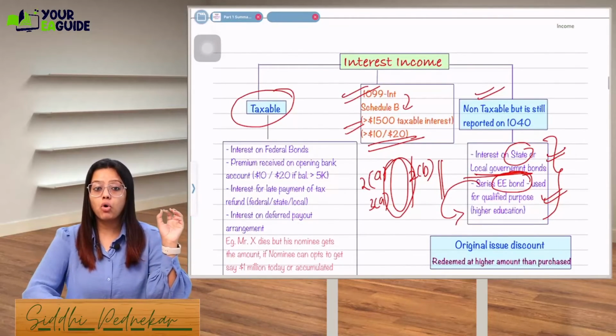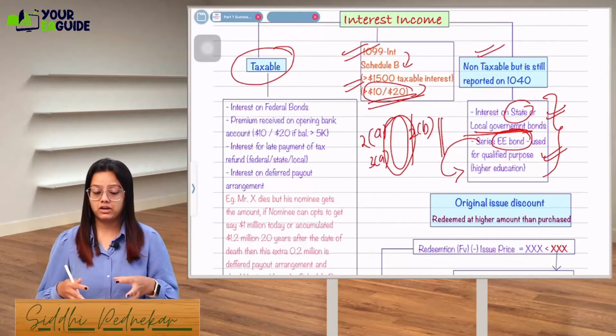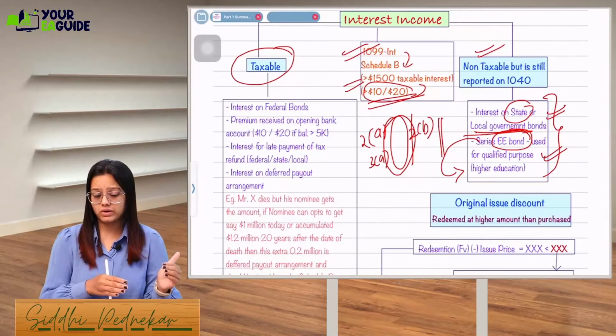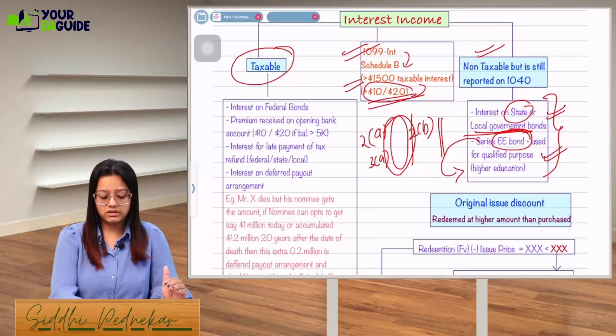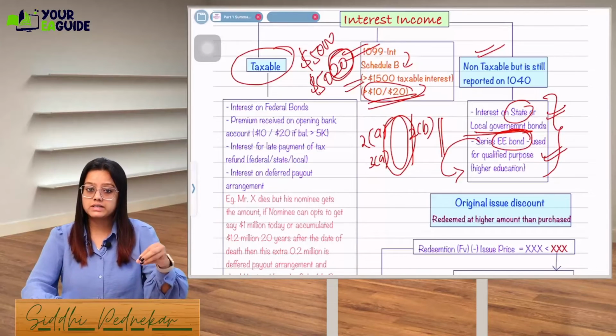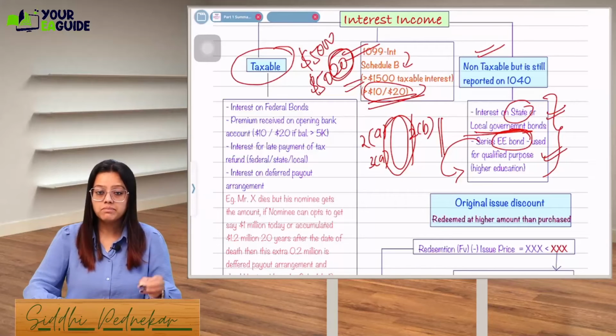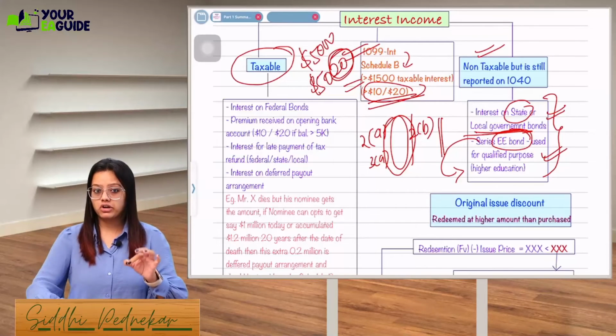Premium received on opening the account. So this $10 and $20 is regarding opening a bank account. So what is this? Over there in the US, they'll give you a premium. Let's say they'll say you deposit $5,000, you'll get an opening balance of $5,020. So the $20 extra which you get in your account is a premium which you are receiving for opening a bank account. Okay, so that premium which you receive is your interest income.